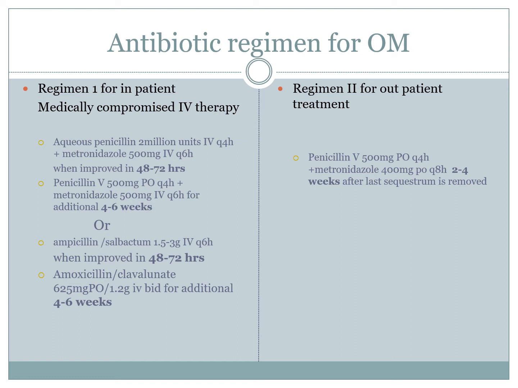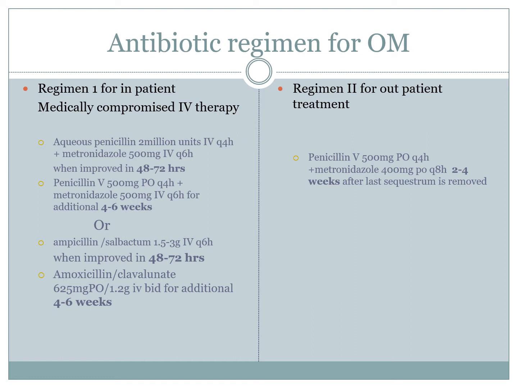Otherwise, we can give penicillin with metronidazole, or ampicillin can also be used. Sometimes we use amoxicillin-clavulanate 1 to 2 gram IV twice daily for 4 to 6 weeks. If the patient is not that severely affected and not medically compromised, it is an outpatient regimen. So we can give penicillin for 2 to 4 weeks.